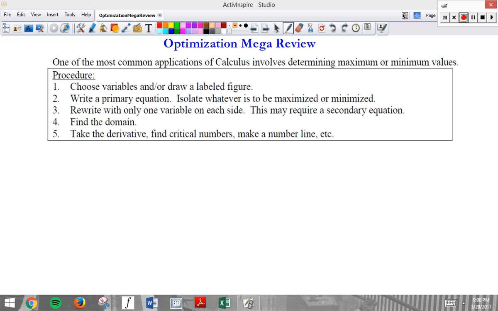So here are the 4 or 5 basic steps. We're going to choose a variable, draw a labeled figure, write a primary equation, and try to isolate whatever's going to be maximized or minimized. We only want one variable on each side. This might require a secondary equation. Then I will find the domain.